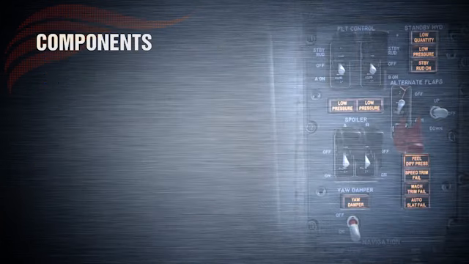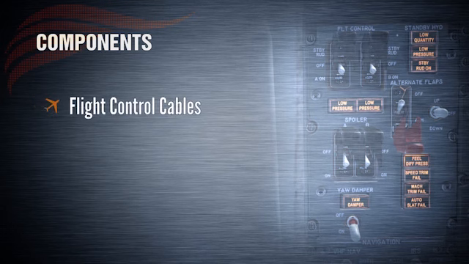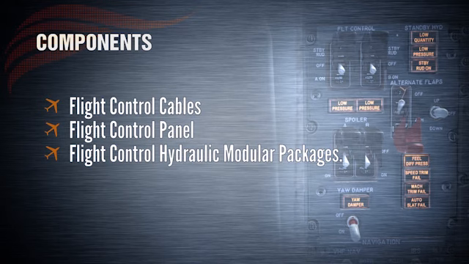We've had a look at different flight control surfaces and systems on the 737NG. Now, we're going to discuss two of the three primary main use components, which are flight control cables, flight control panel, and flight control hydraulic modular packages. These won't be discussed in this lesson as they don't directly interface with flight crew or affect the airplane's operation.